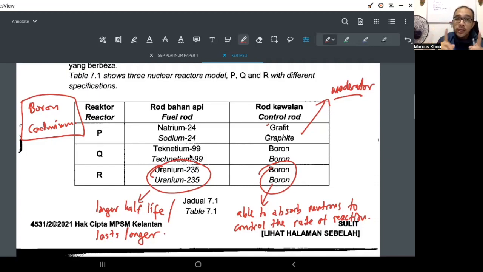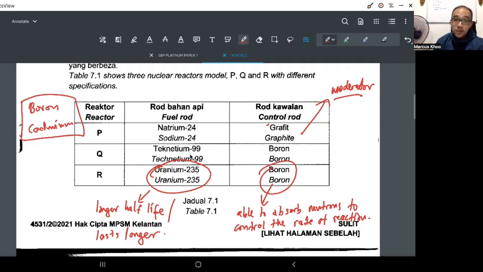So you want to make sure that you know the difference between these two. Okay, the word is there, you know, control. One is to control. Apa yang control? The rate of reaction lah. Okay, control how many neutrons. Moderate is control the speed. Okay, moderate the speed. Okay, supaya kau tidak terlalu laju.